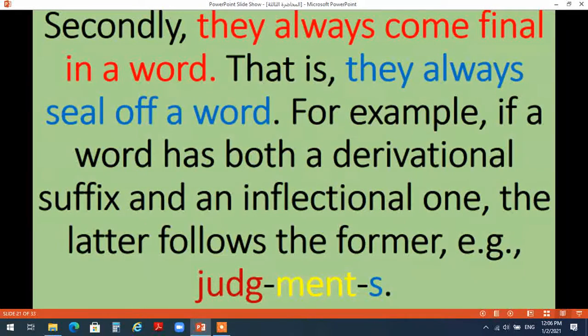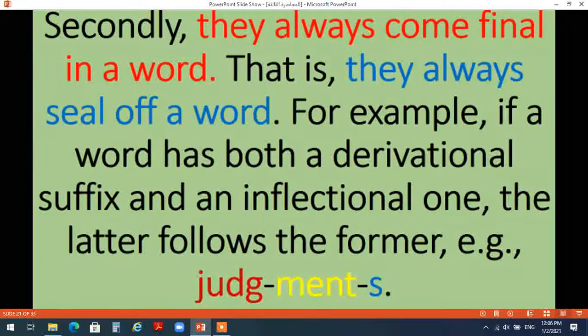For example, we have the verb judge and we want to change it into a noun. لازم أضيف له suffix اللي هو ment، فأصبحت كلمة judgment. إذن this is a derivational morpheme. ليش؟ لأنه حول لي part of speech from being a verb into a noun.